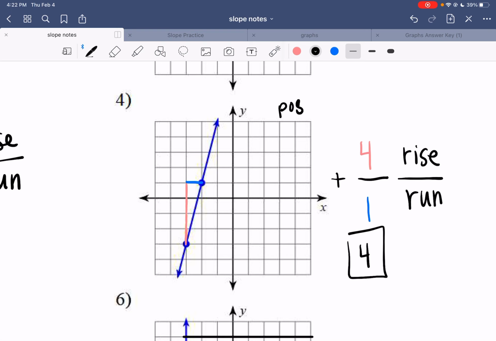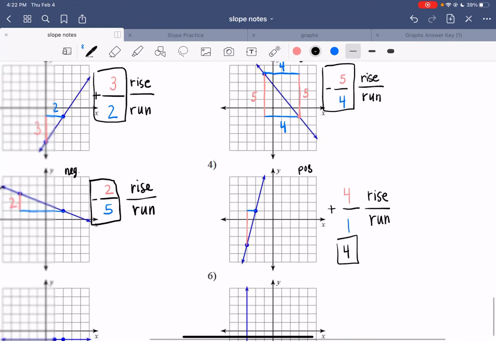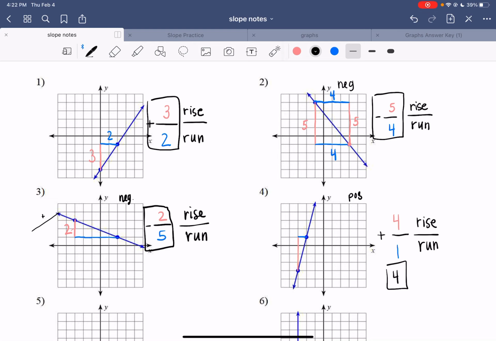And so that's when they're talking about simplifying. 4 over 1 is not wrong, it's just you're always going to see slope in the answer choices. It's going to almost always be in its most simple fraction. So you don't want to think you got it wrong just because you didn't simplify.